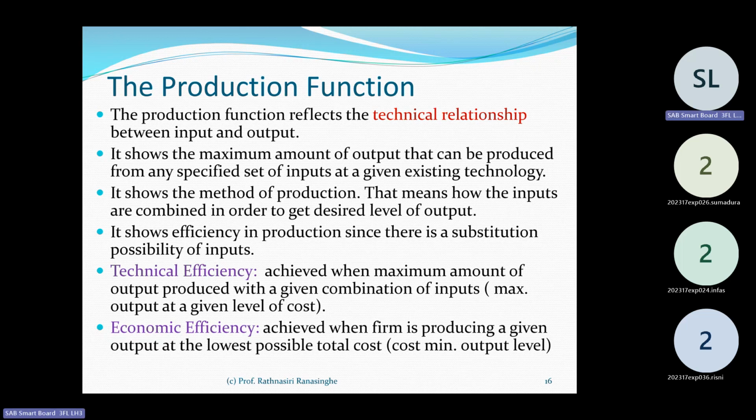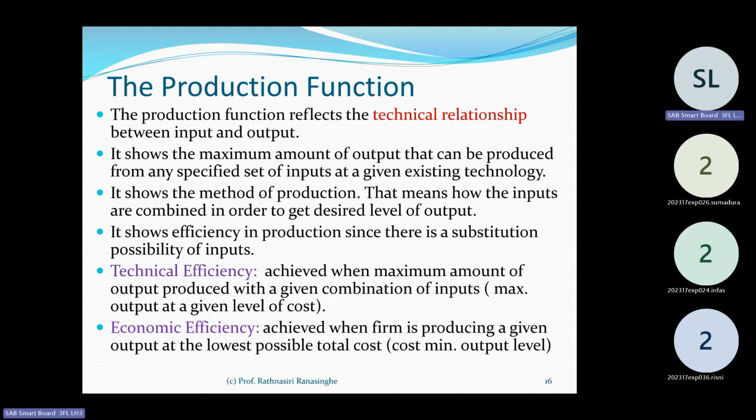Now, economic efficiency means we are producing at a lower cost. So what does it mean? Minimizing cost at a given level of output. We need to minimize the cost subject to the given output level. That is the economic efficiency.